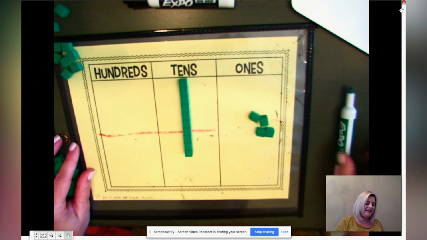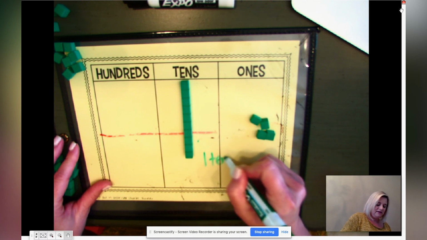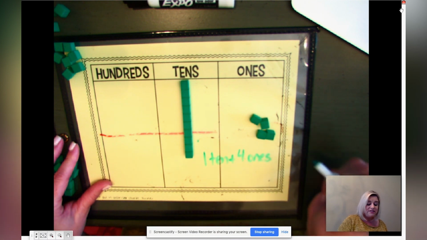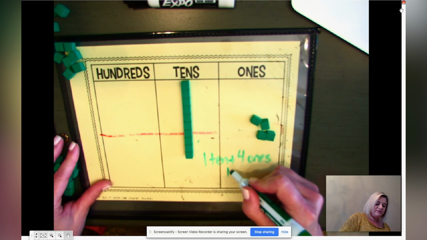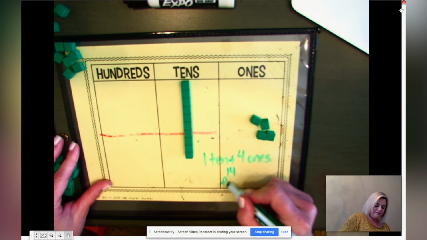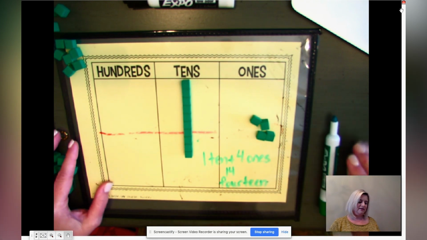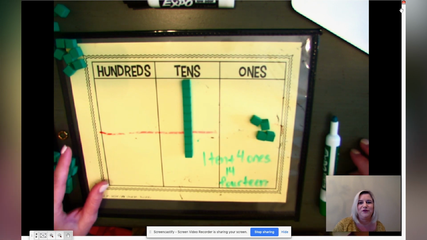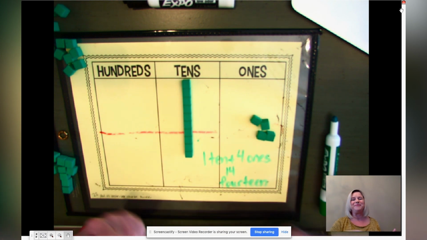Can you write down what this will look like? 1 10 plus 4 ones. And then we can also say, write the number 14 and in word form. Excellent. Now, can you clap your hands together 14 times? Let's see if you can beat me. 1, 2, 3, 4, 5, 6, 7, 8, 9, 10, 11, 12, 13, 14. Good job, boys and girls. I'm so proud of you.